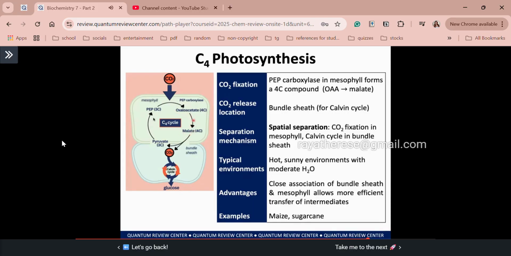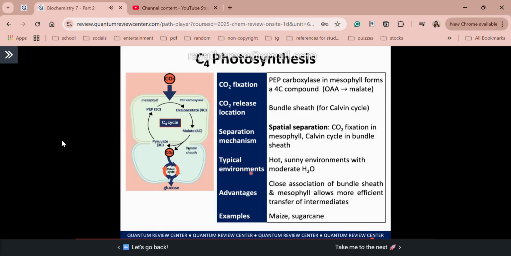Once we convert your OAA to malate, your malate will deliver the carbon dioxide to your bundle sheath. So class, your carbon dioxide will be concentrated in your bundle sheath and then we will produce pyruvate as a byproduct, and this will be converted back to PEP, okay, to continue our C4 cycle. Class, again, our CO2 fixation occurs in your mesophyll and your bundle sheath cell is the site of the Calvin cycle and the release of your carbon dioxide. Remember, carbon fixation, mesophyll, and Calvin cycle, bundle sheath. That's why your C4 photosynthesis is really advantageous because of the close association of bundle sheath and mesophyll cells, allowing more efficient transfer of intermediates participating in this pathway.